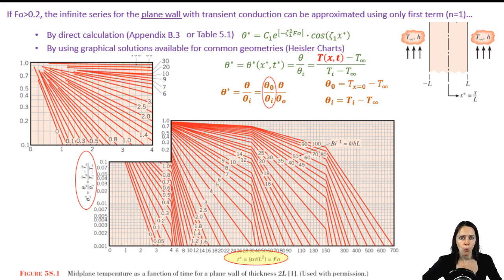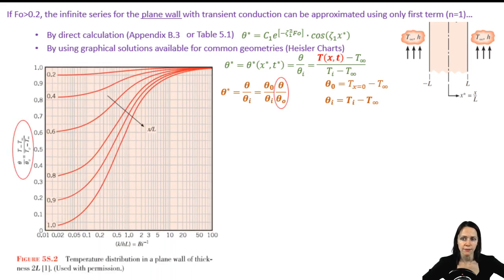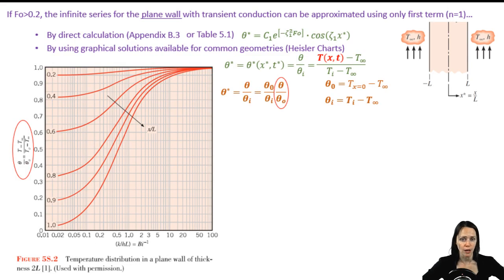All right, so we have the theta naught over the theta initial. So Heisler also gave us charts for theta over theta naught. And for this chart, you need the inverse of the Biot number and the dimensionless distance from the center. It just really depends on what you need to know. Sometimes you'll need to use a combination of charts to get the information that you need.